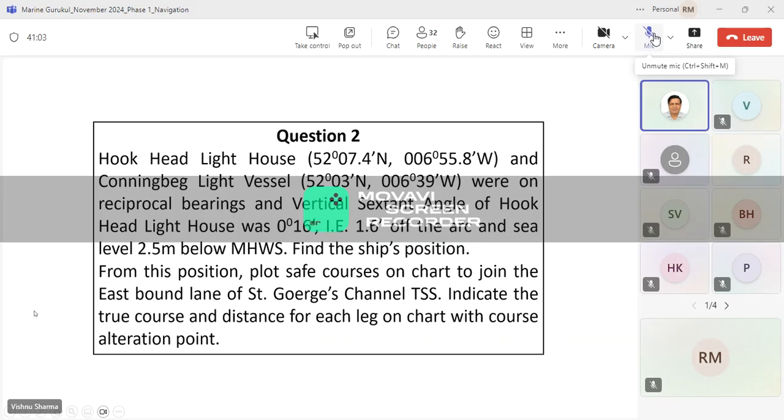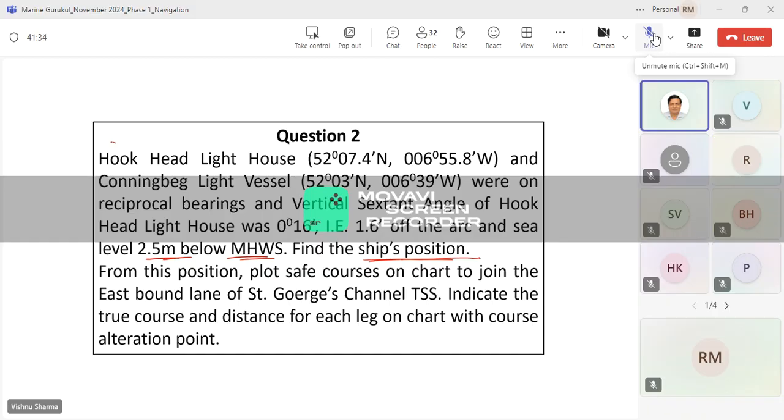Let's look at this question. Hook Head lighthouse and Coningbeg light vessels were on reciprocal bearing and vertical sextant angle of Hook Head light was 0 degrees 16 minutes. Index error 1.6 minutes of arc, and the sea level was 2.5 meters below mean high water spring. Find the ship's position.